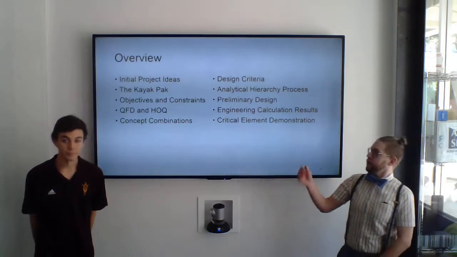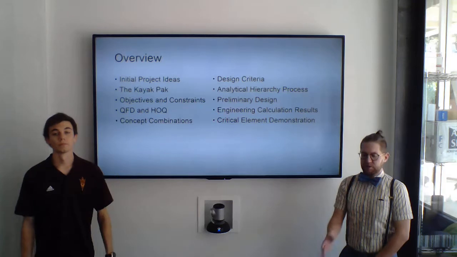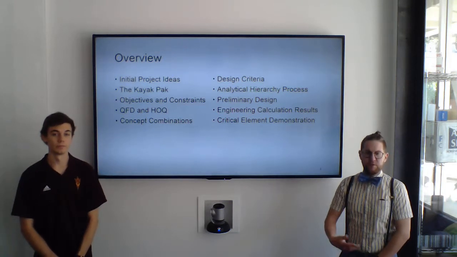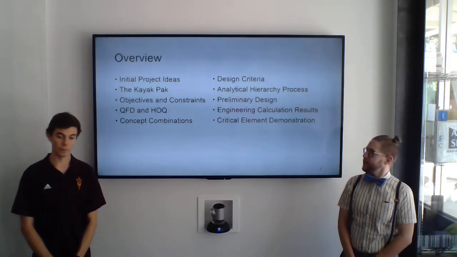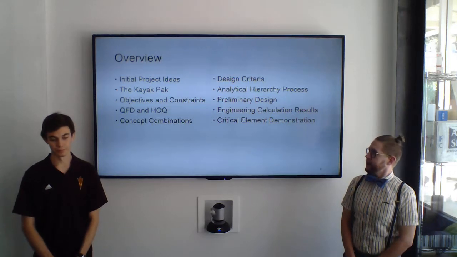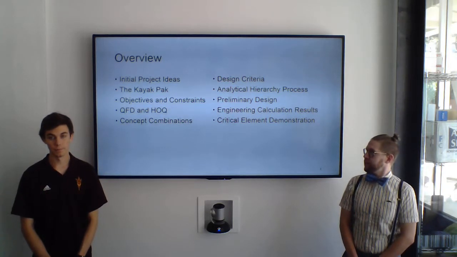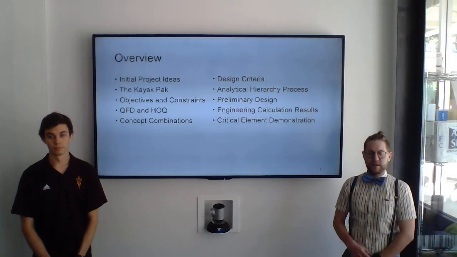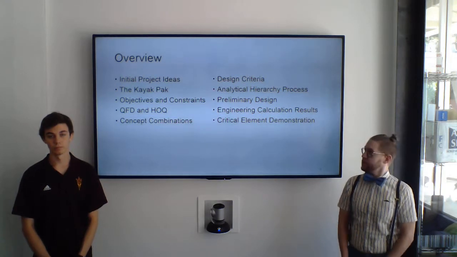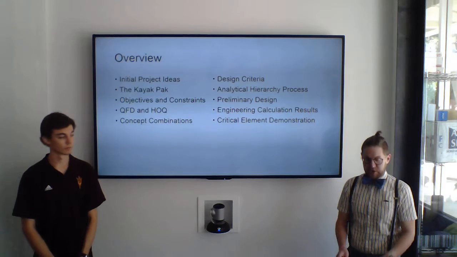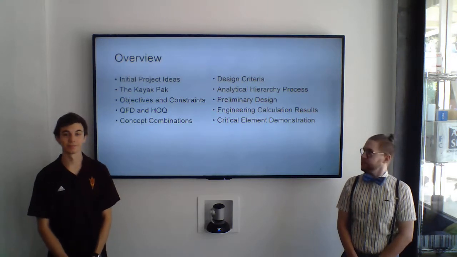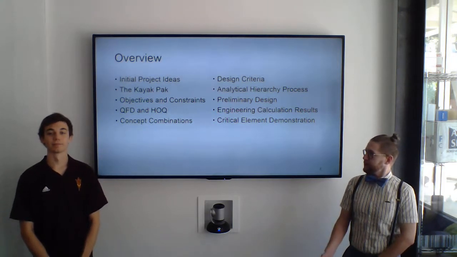We're going to talk about our initial project ideas. So it's a couple ideas we have of what we're going to do for a project for this class. Then we're going to talk about the Kayak Pak, which is the project we ultimately went with. And then we're going to speak a bit about the objectives and constraints of this project. We're also going to go over the quality function deployment and the house of quality. And then we're going to talk about our concept combinations.